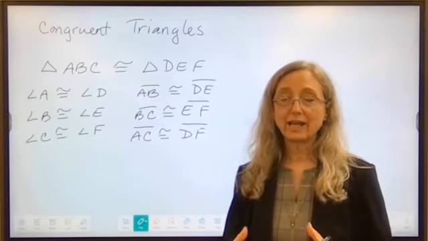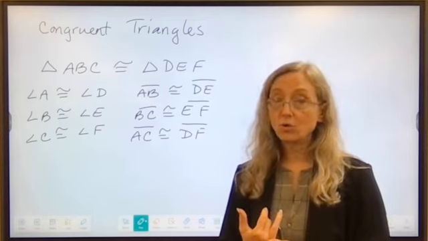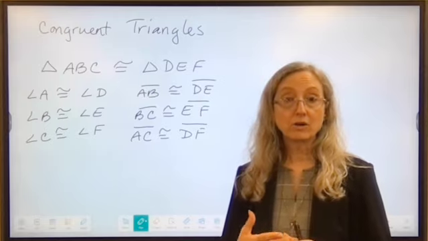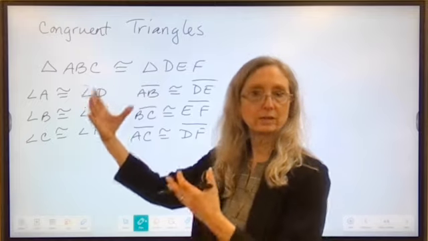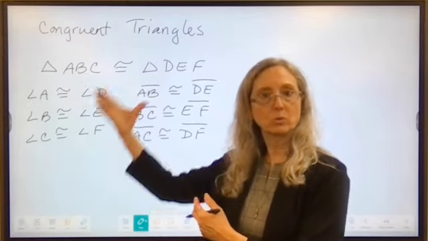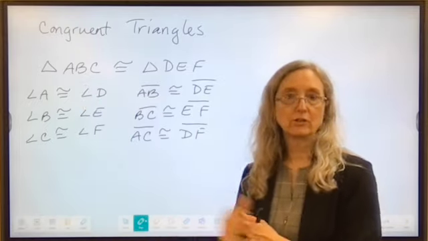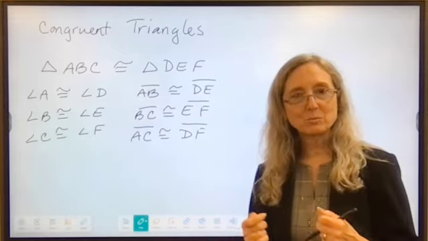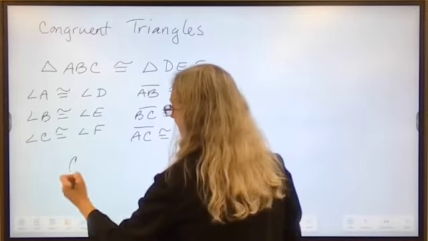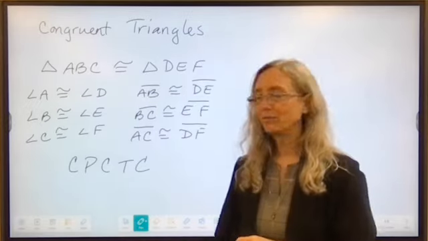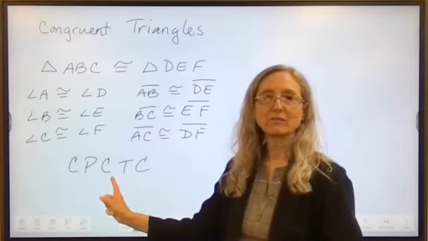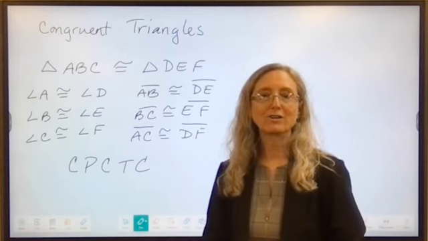Now there's a shorthand way to acknowledge that all the corresponding parts of congruent triangles are congruent. If the triangles are congruent, then all their corresponding parts are congruent, which we just listed on the board. So we can abbreviate that to CPCTC. That's shorthand for corresponding parts of congruent triangles are congruent.